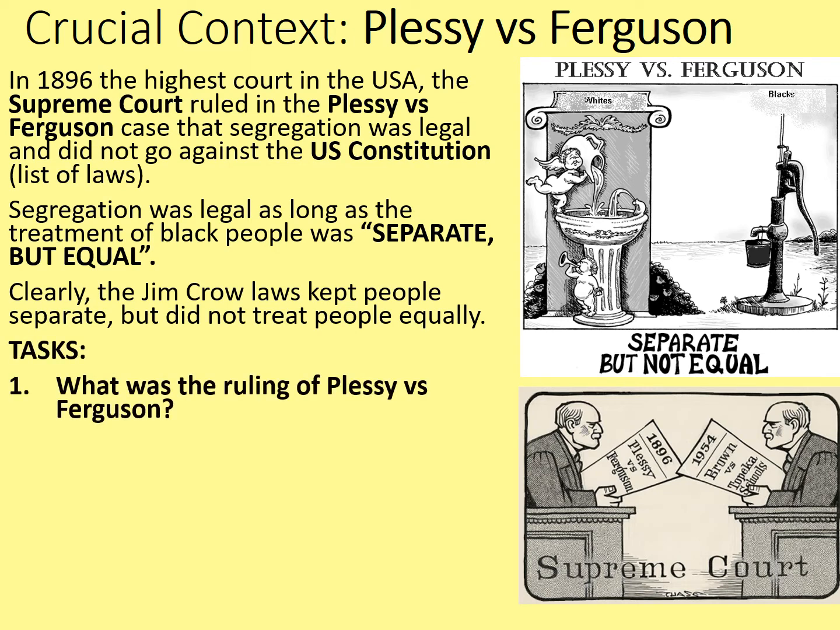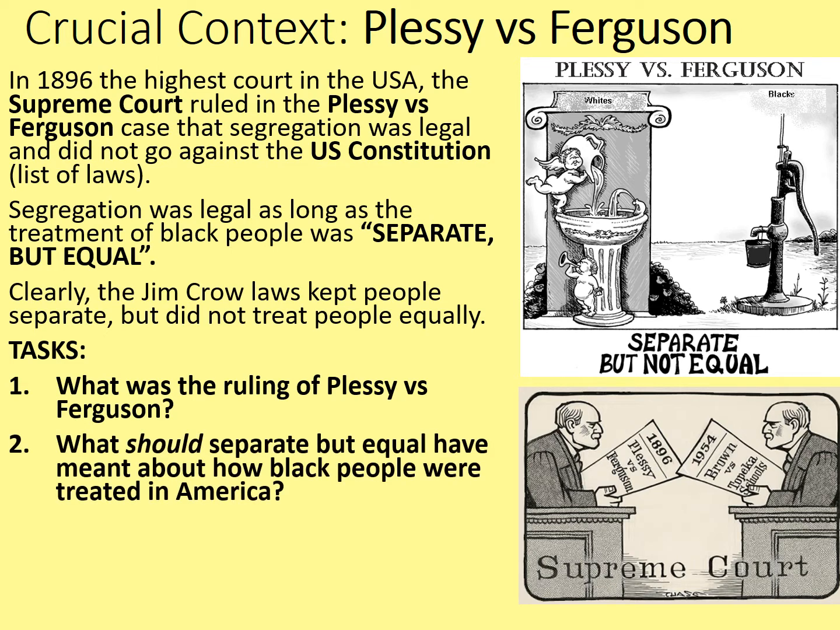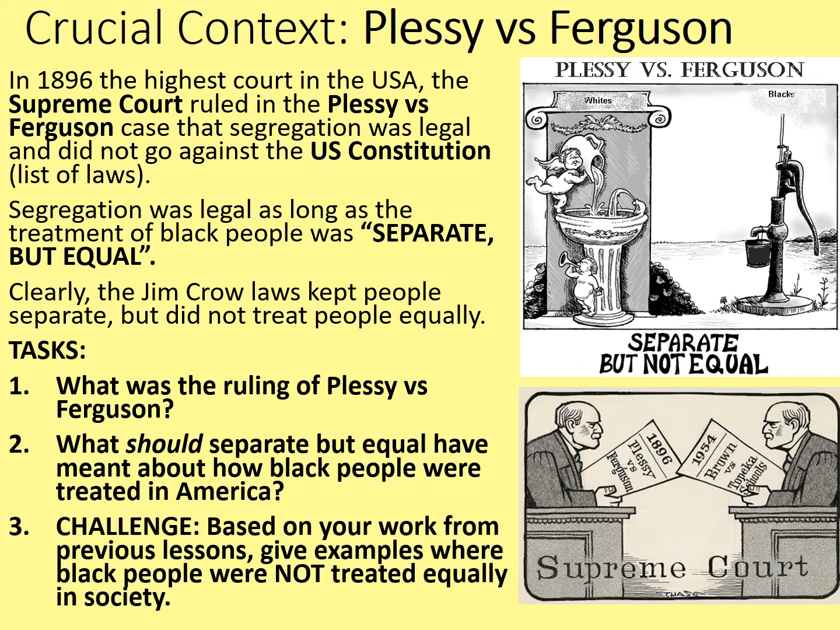Your task, Sam. What was the ruling in the Plessy versus Ferguson case of 1896? Secondly, what should separate but equal have meant about how black people were treated in America? And then, based upon your work from previous lessons if you've done that, or based upon your own knowledge, give examples of where black people were not being treated equally in society. While you complete those tasks, you can pause the video now.